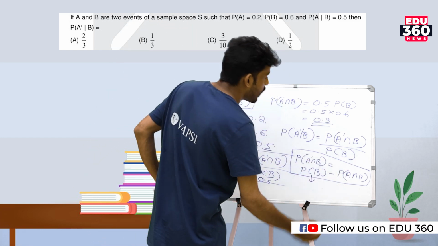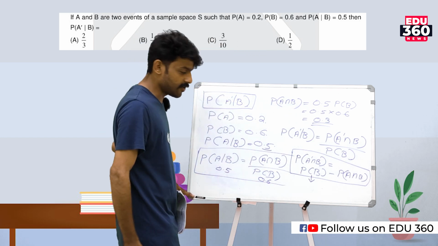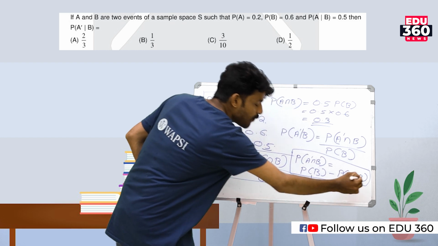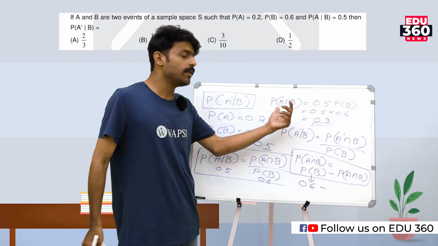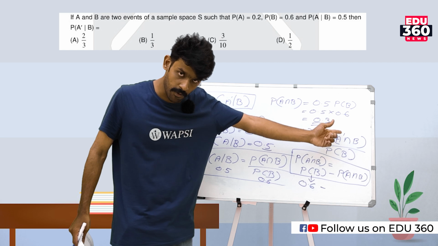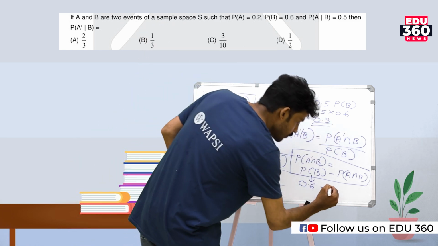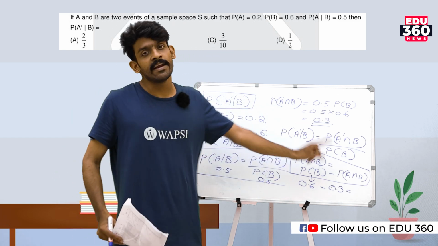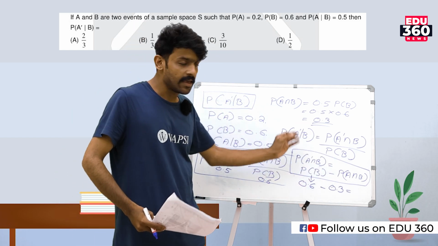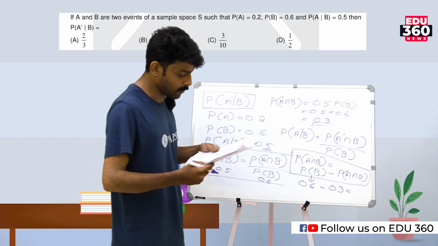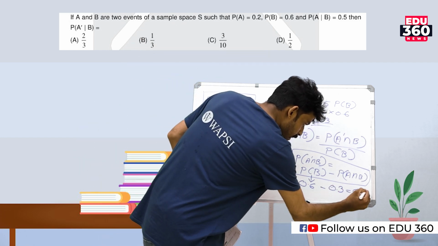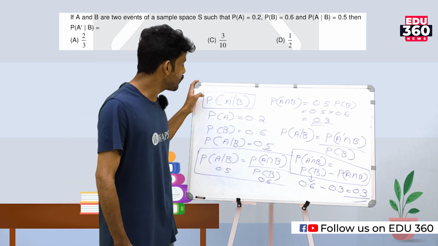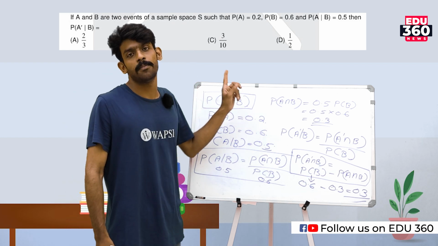P of B, the value is already given in this question. So that is 0.6 minus P of A intersection B. We already found the value of P of A intersection B, that is 0.3. So just substitute here 0.3. So the value of P of A dash intersection B is equal to 0.3.